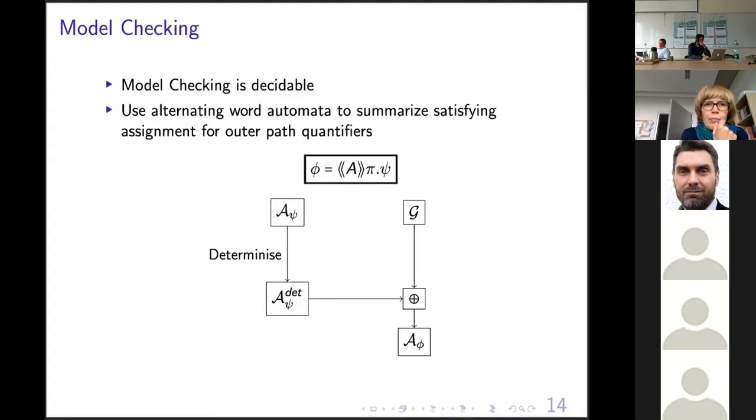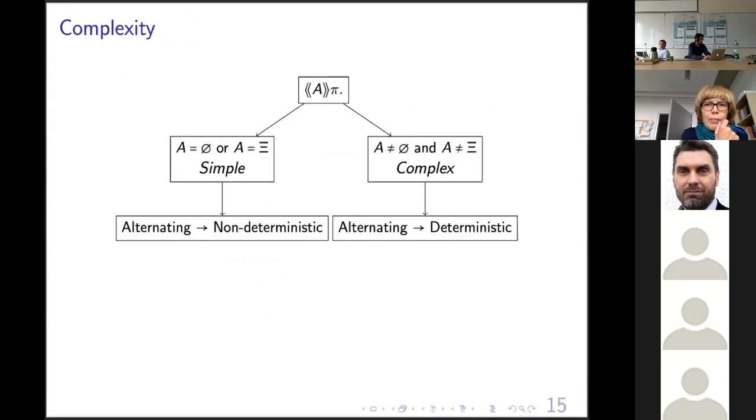And if we look at this procedure, it seems like model checking is really expensive, because in some sense, determinizing an alternating automaton requires, in the worst case, a doubly exponential blowup. So how costly is our model checking procedure? Well, to answer that, we can distinguish between two different kinds of quantifiers. On the one hand, we have simple quantifiers, namely existential or universal quantification if the agent set is empty or all of the agents are included, and we can have complex quantifiers, basically where neither of those two cases is the case. So why is this important?